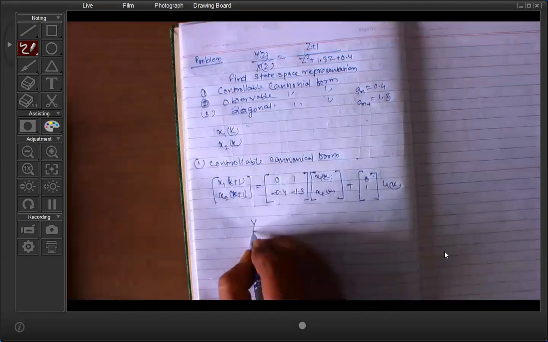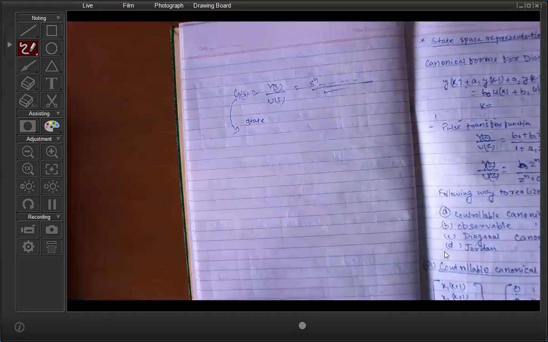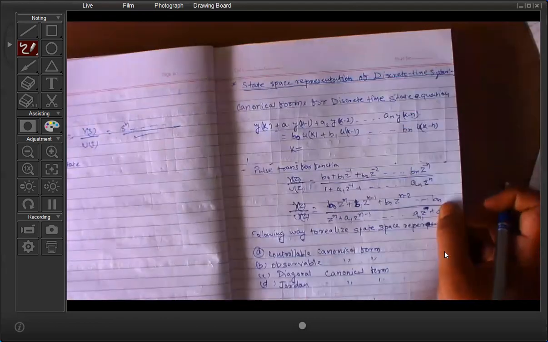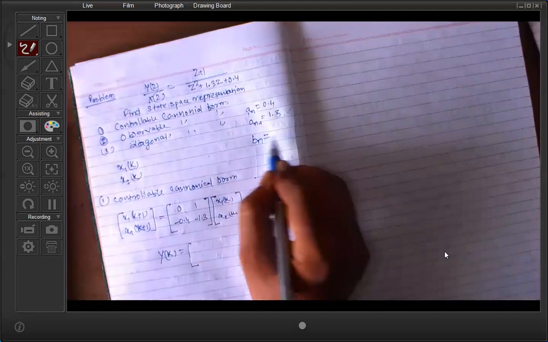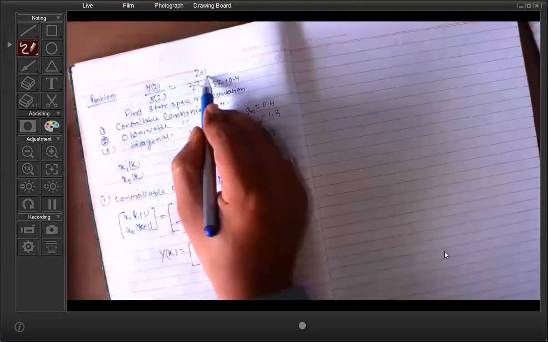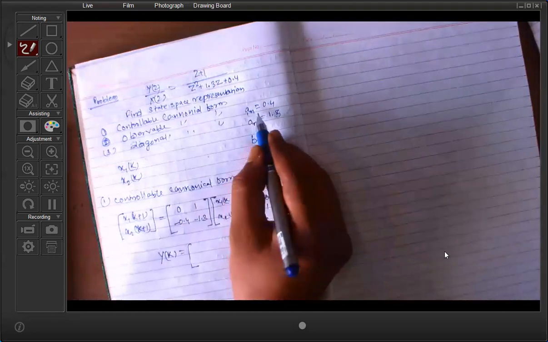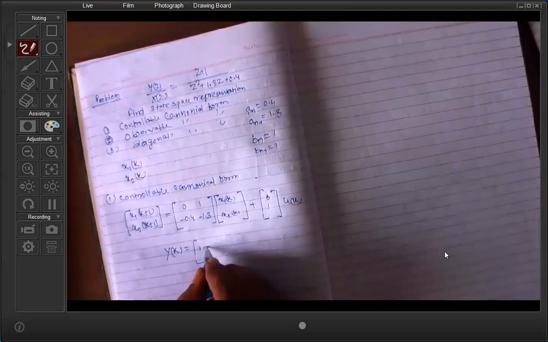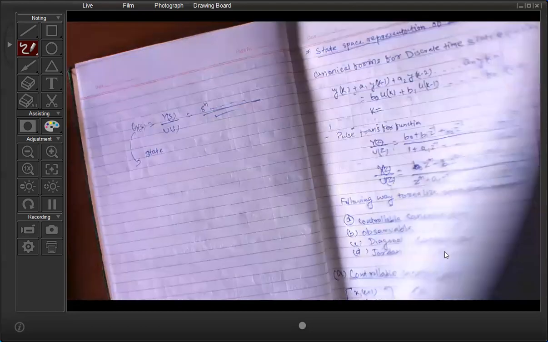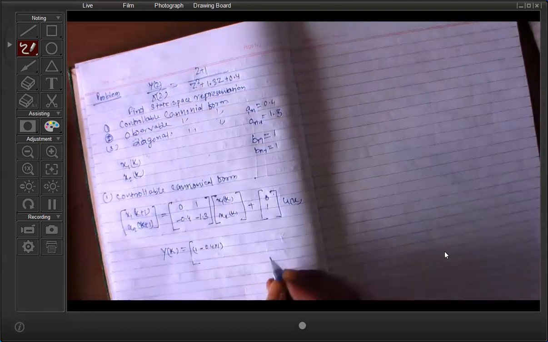Now we have to write the output equation, that is y(k) is equal to [bn minus an b0, bn minus 1 minus an minus 1 b0]. So what is the value of bn? If you compare with the equation, what is the value of bn in this transfer function? It is equal to 1. And what is the value of bn minus 1? That is also equal to 1. So bn is equal to 1 minus, what is the value of an? 0.4 into b0.